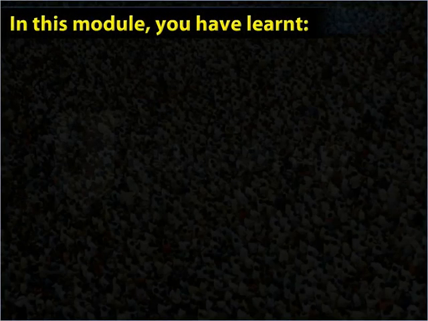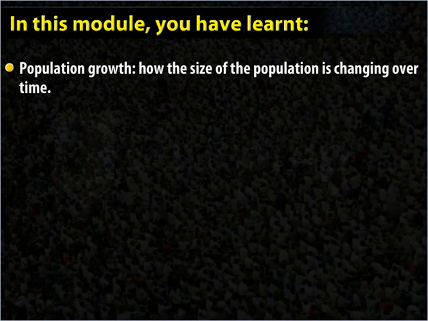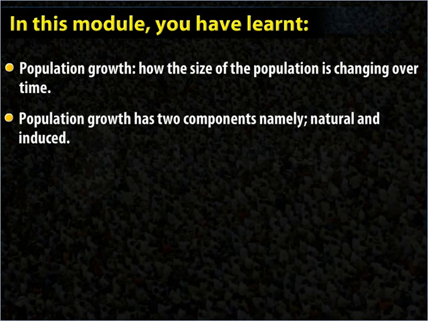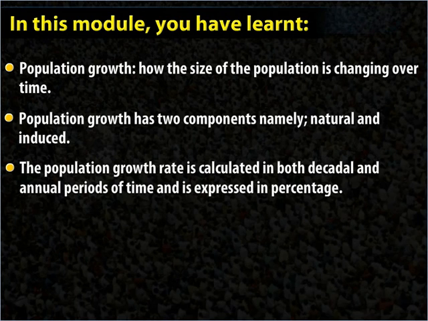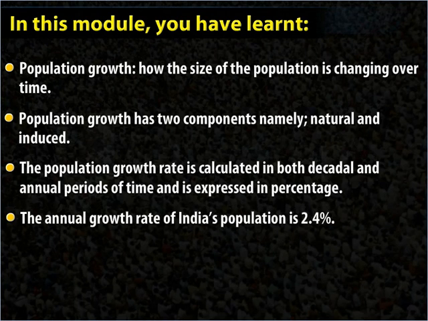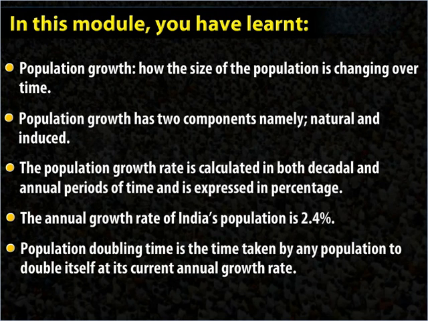In this module, you have learned population growth, how the size of the population is changing over time. Population growth has two components, namely natural and induced. The population growth rate is calculated in both decadal and annual periods of time and is expressed in percentage. The annual growth rate of India's population is 2.4%. Population doubling time is the time taken by any population to double itself at its current annual growth rate.